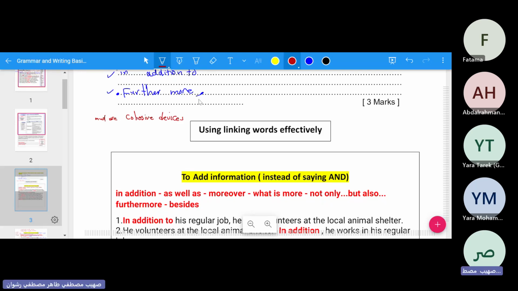Okay, Shabab, cohesive devices. First of all, you hear me well? Yes. Okay, cohesive devices means the linking words, the conjunctions or the connectives, in addition to the transitional words. Transitional words. Okay, so the cohesive devices means linkers and transitional. You know what transitional is?